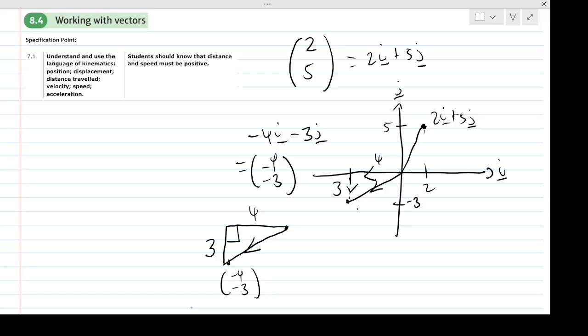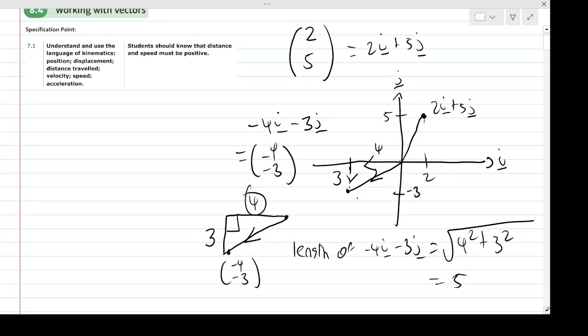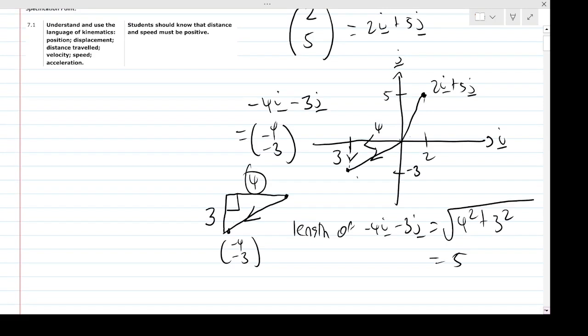This is Pythagoras. So if I want to find the length of the vector minus 4i minus 3j, that would be the root of the two sides, 4 and 3, all squared. So 4 squared plus 3 squared, which is just 5. So the length of the vector minus 4i minus 3j is 5. Now, the more formal way of writing what we mean by length of a vector is the magnitude. So we don't use length. Again, you can do, but the proper term is magnitude. So the magnitude of a vector is its length.